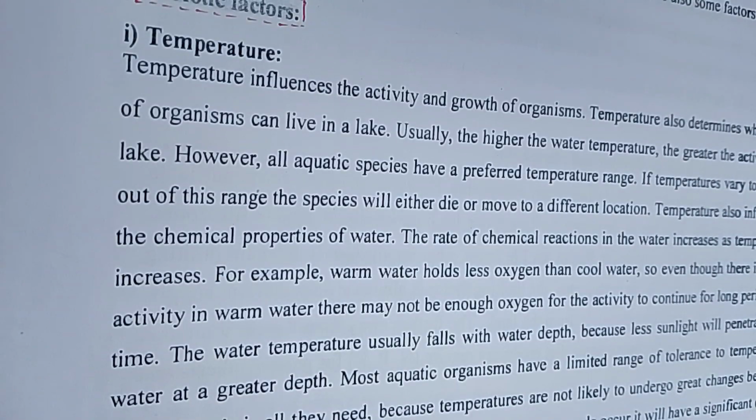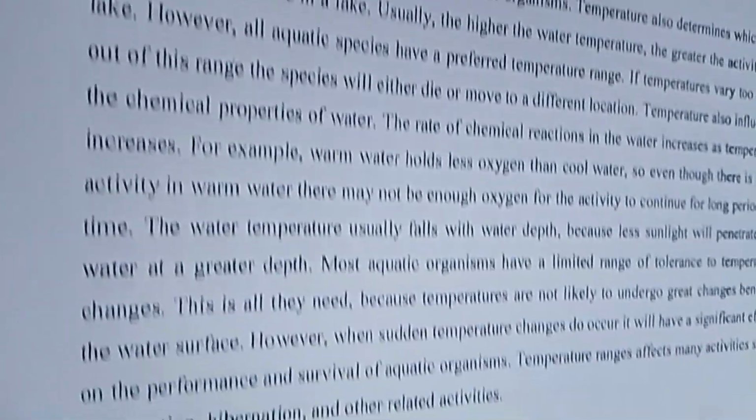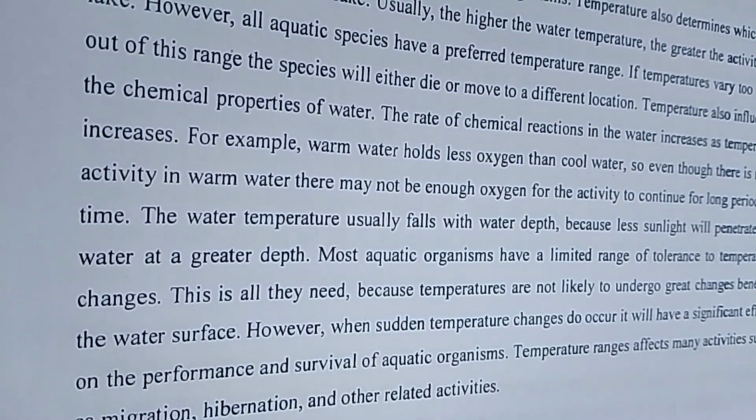However, there are also some factors that limit aquatic life. These are as follows: aquatic abiotic factors. Temperature influences the activity and growth of organisms. Temperature also determines which types of organisms can live in a lake.